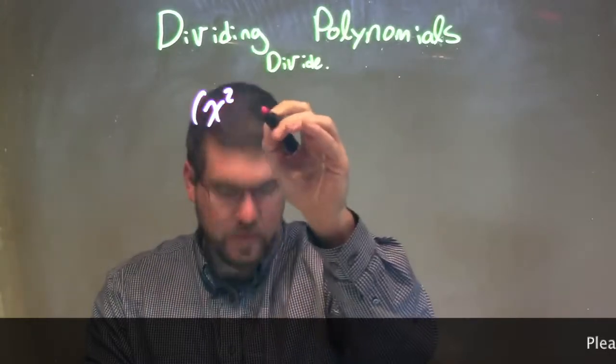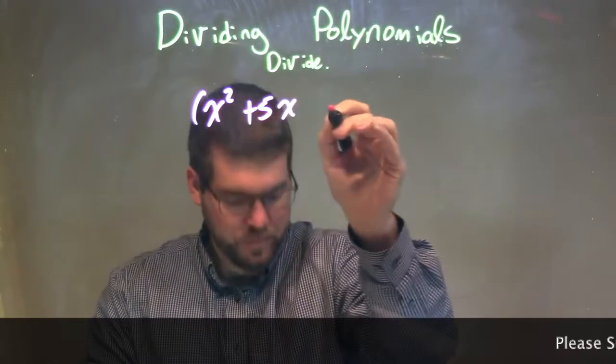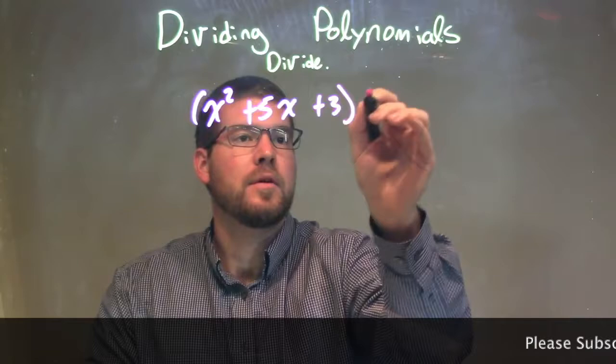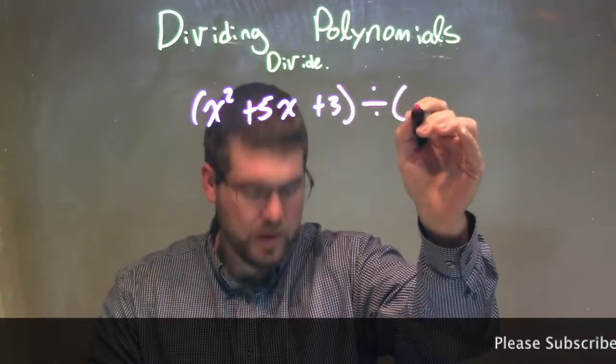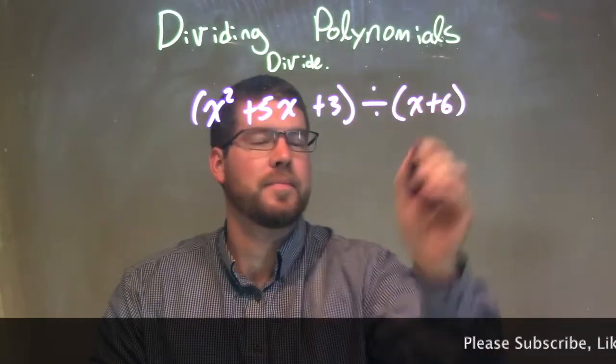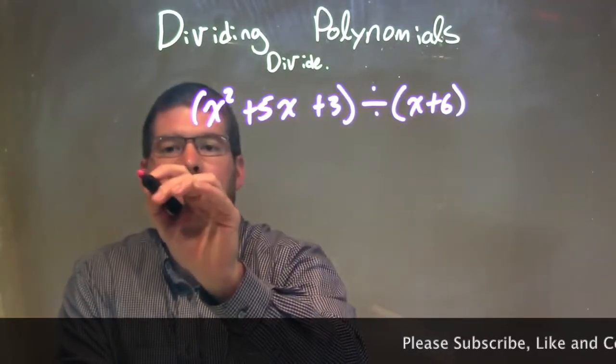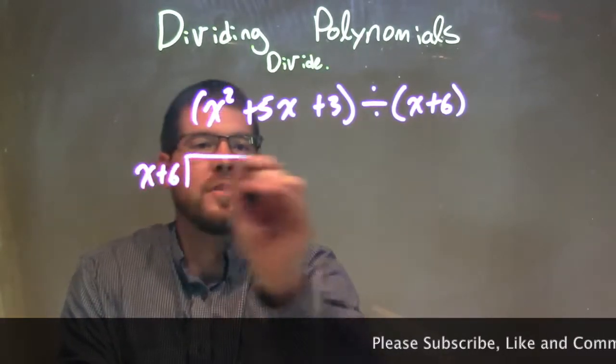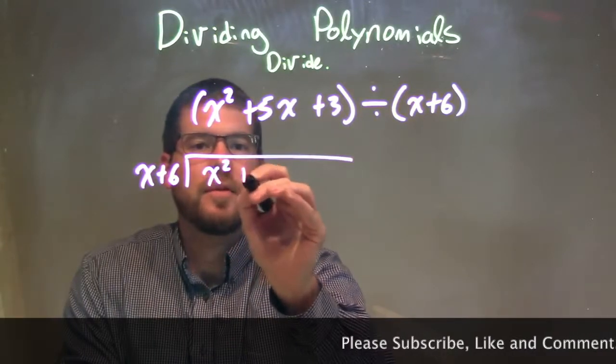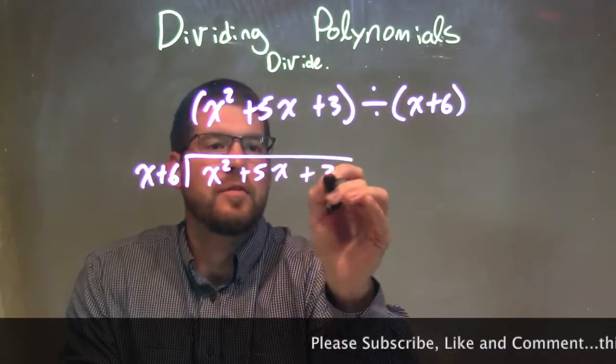X squared plus 5x plus 3 divided by, second parenthesis, x plus 6. All right. Well, I'm going to apply my long division here, so I'm going to write x plus 6, my divisor. And I'm going to have it go into my dividend, x squared plus 5x plus 3.